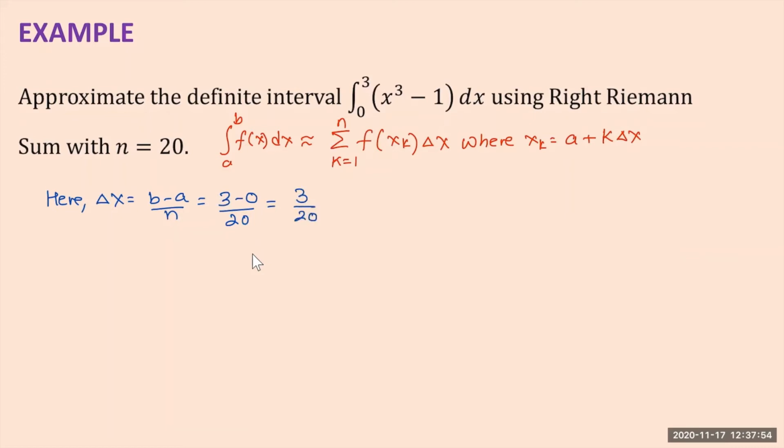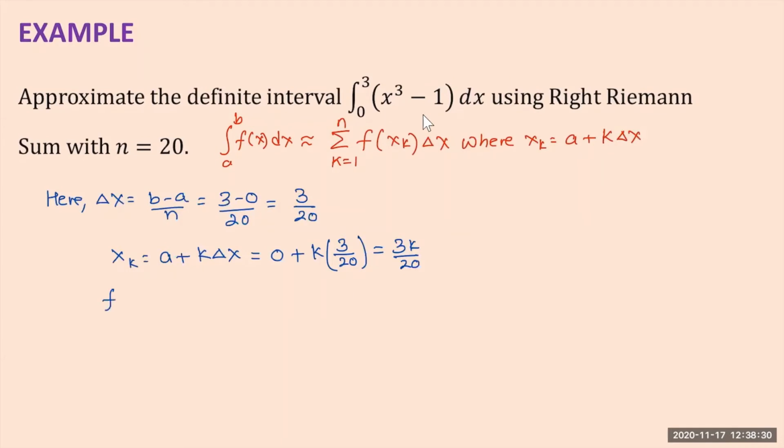Once we have delta x, we need to find xk, which is given by this formula. Xk is a plus k times delta x, which is equal to a, which is 0, plus k times delta x, which is 3 over 20, and that is equal to 3k over 20. That is the value of xk. Once we have xk, we can now find f of xk. That is, we have to plug in xk into that function.